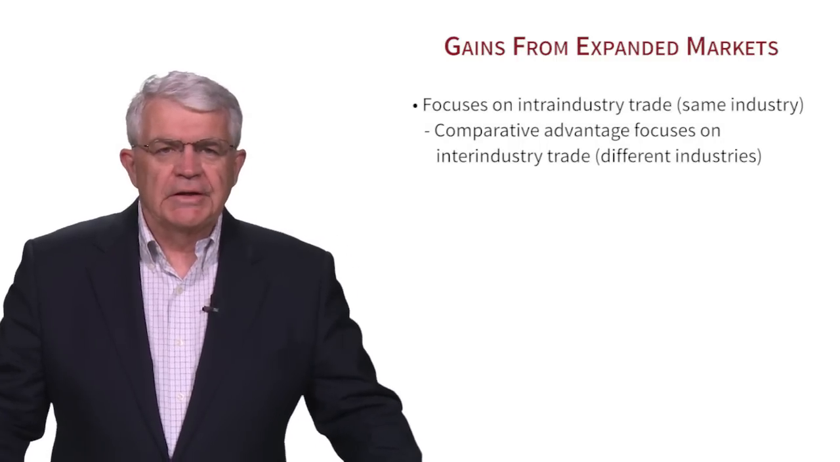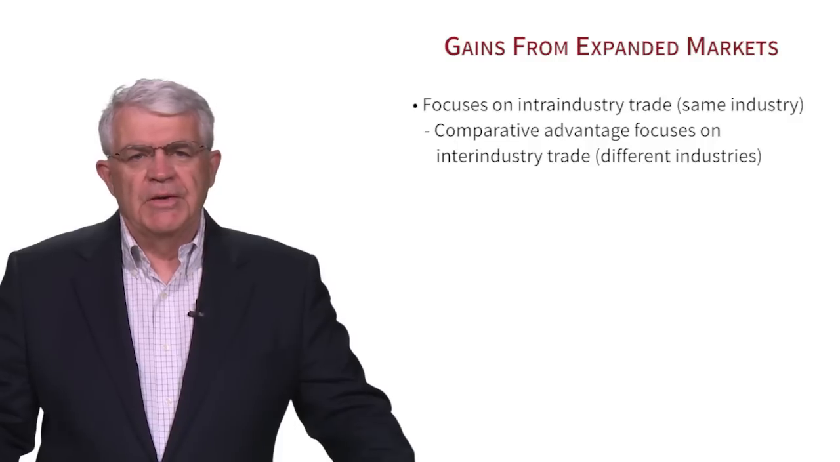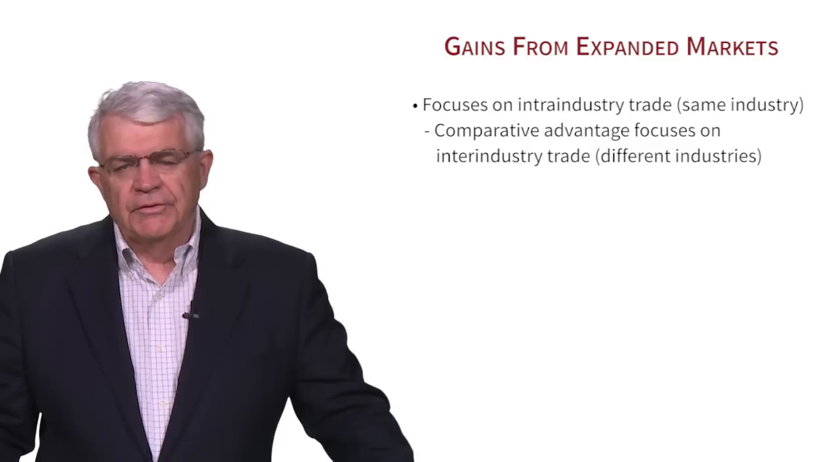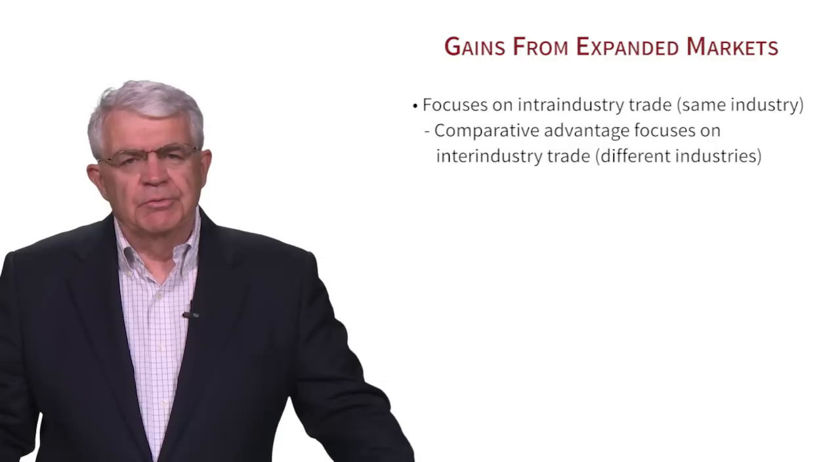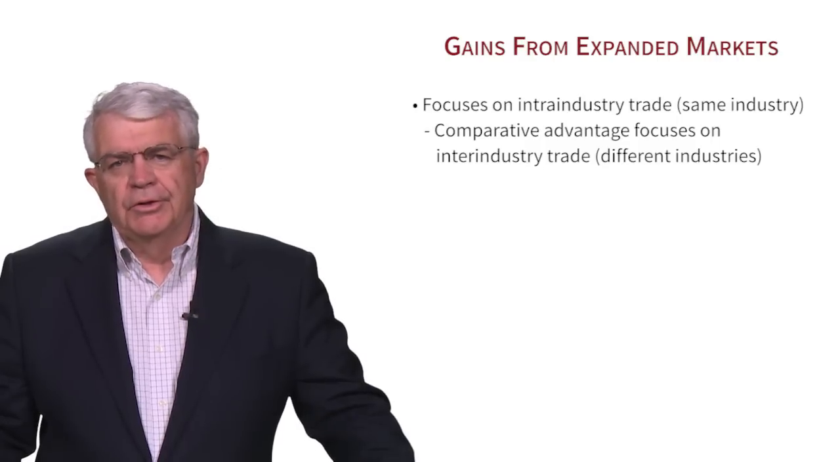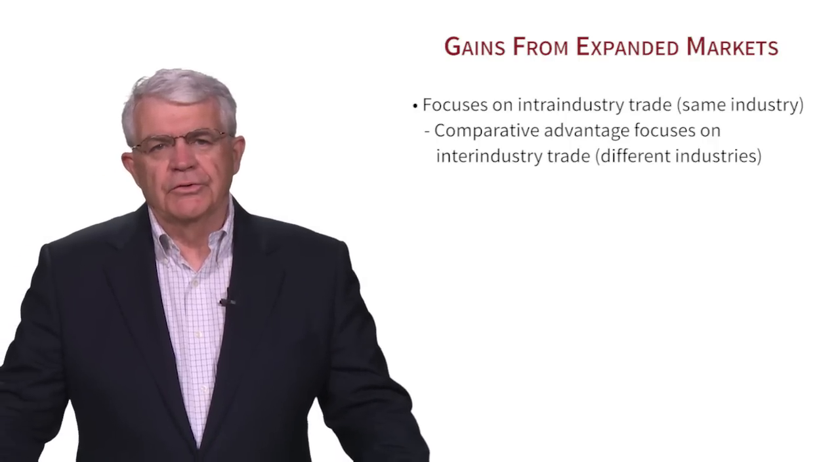This particular idea focuses more on trade within the same industry. That is, two different kinds of cars, several different kinds of beer, intra-industry trade. That is in contrast to the comparative advantage model, which focuses on inter-industry trade, trade with different industries. That could be pharmaceuticals versus electronic goods. It could be lumber versus oranges. Those are different industries. Inter-industry trade is what comparative advantage focuses on.